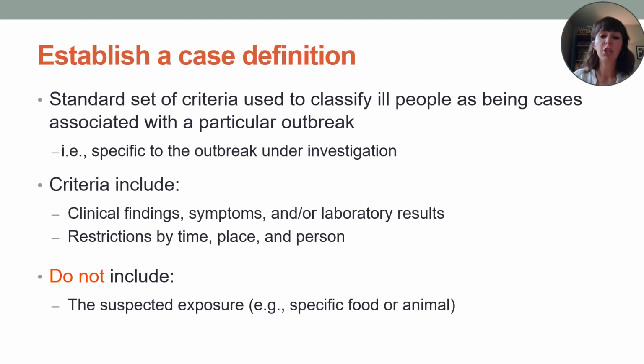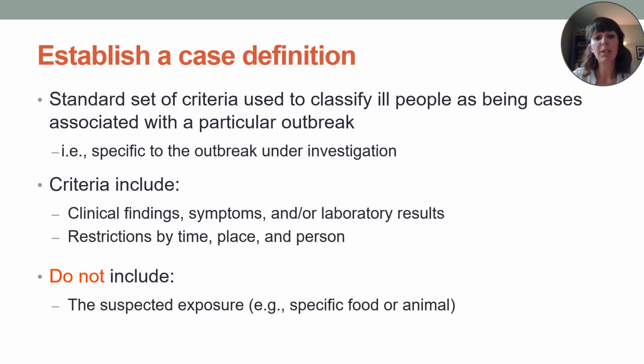A case definition should not include the suspected exposure. So if you think the outbreak is linked to people contacting a specific animal or eating a specific food, that animal or food should not be included in your case definition. Because if it is, you can't test that hypothesis. So in developing your case definition, you want the criteria to be as objective as possible and not open to interpretation. So different investigators should be able to apply the same criteria and come up with the same results.